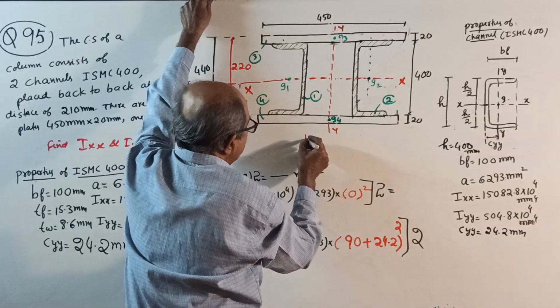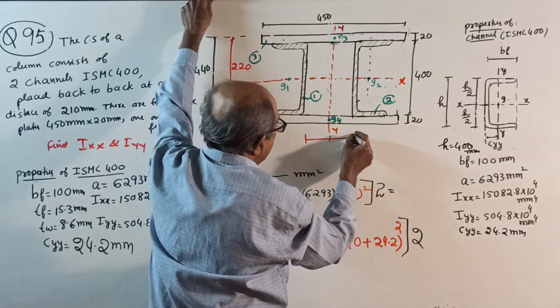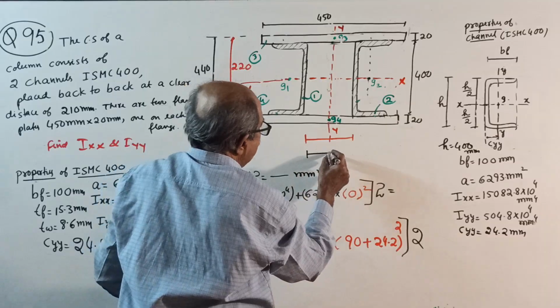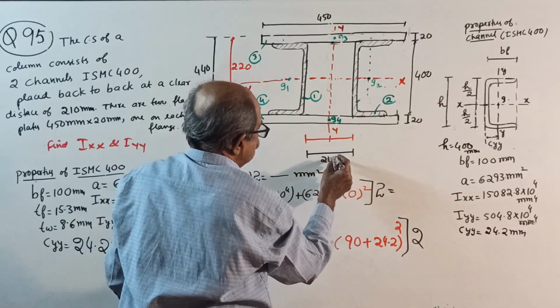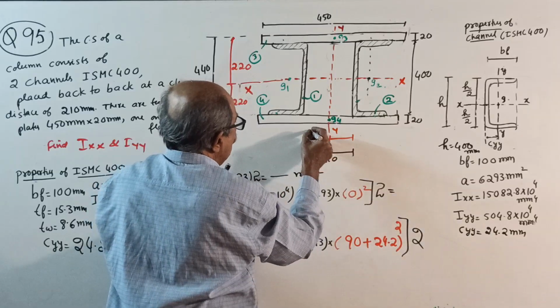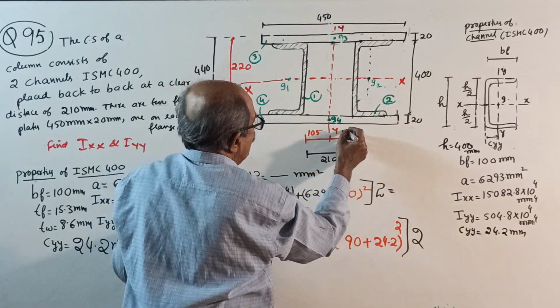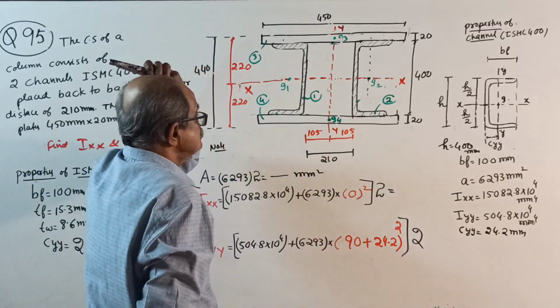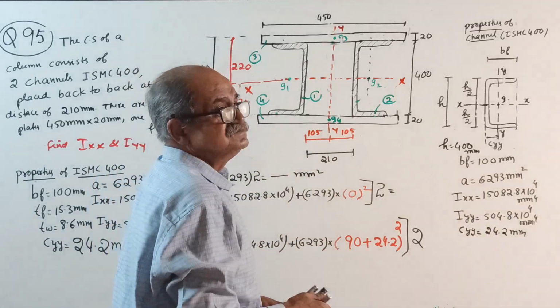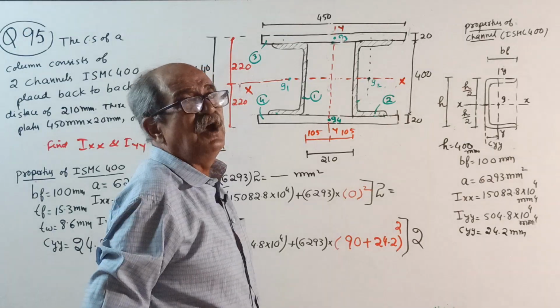The y axis from here to here and here to here, and see the full width is 210. So each of them will be 105 and 105. This is the cross section. So two rectangles, this we have done earlier.